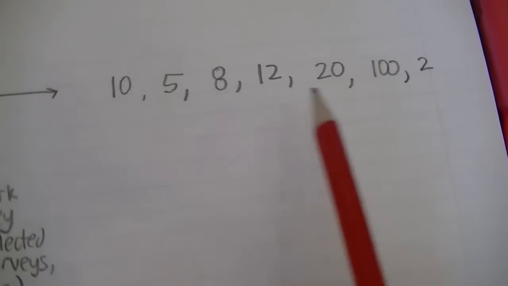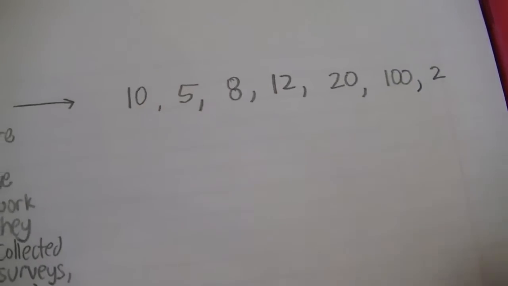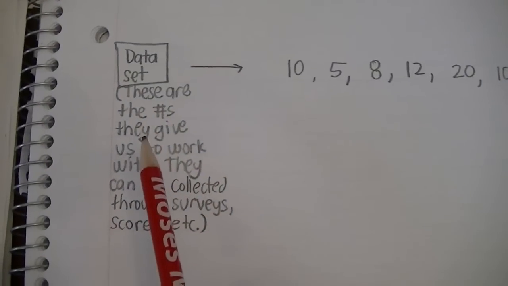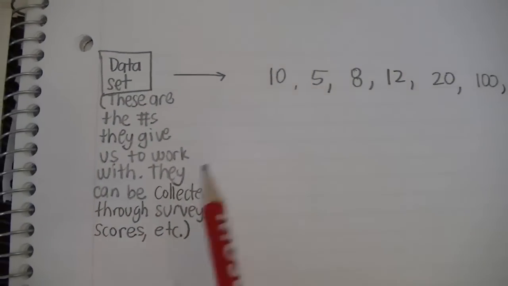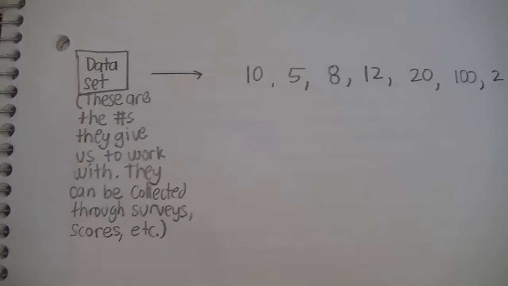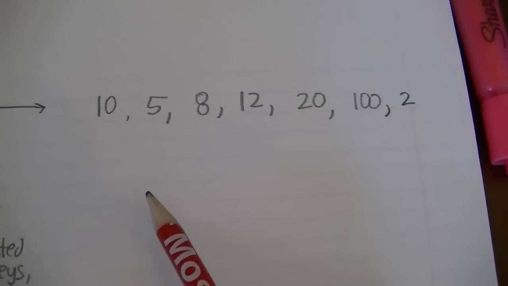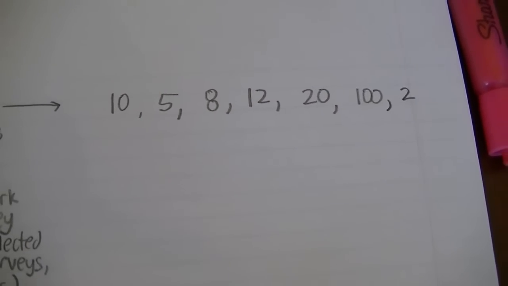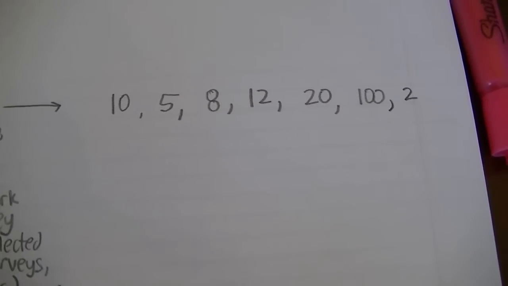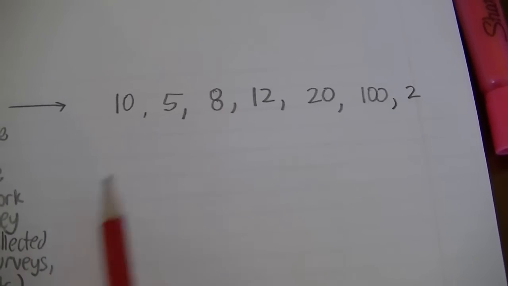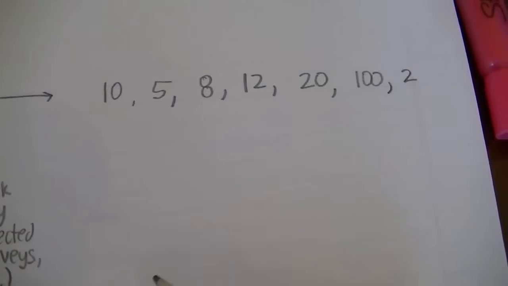So right here, these are some numbers, and when they give us some numbers, we call it a data set, okay? These are the numbers they give us to work with, and someone else can collect them through surveys or scores or something. So this could be like the number of people that were answering a survey in several cities and their responses or something like that, okay? So bottom line is it's some data that they just give you.